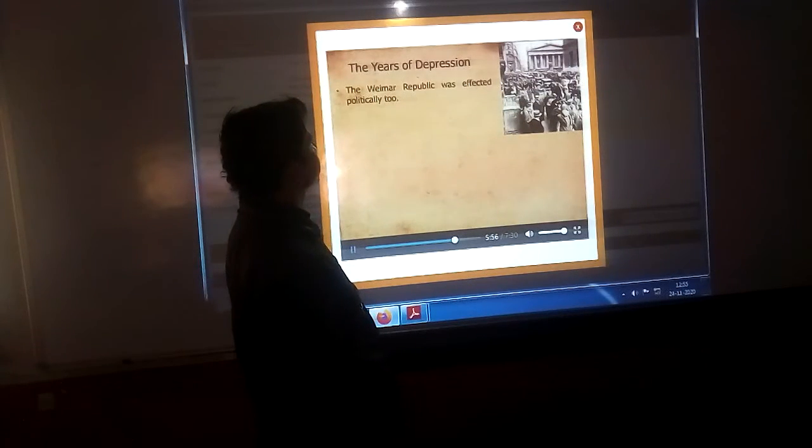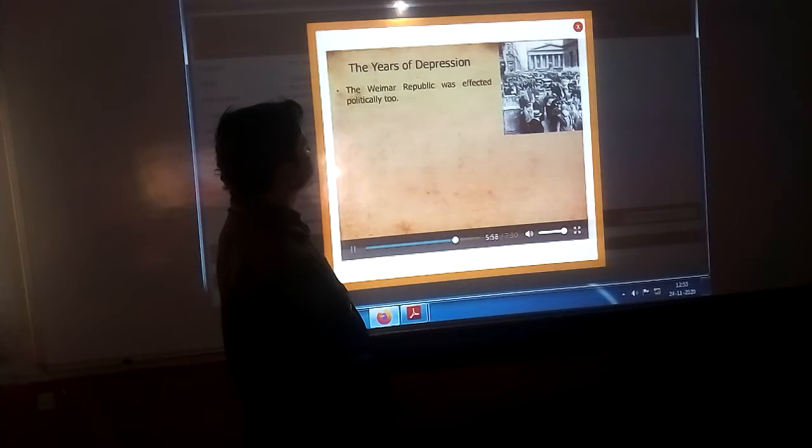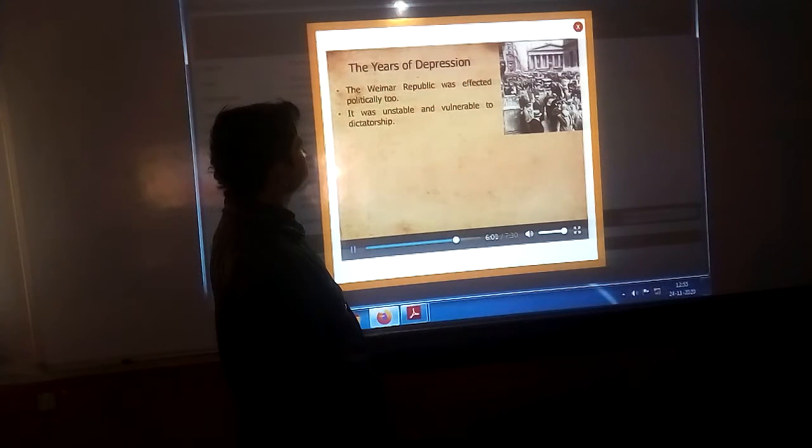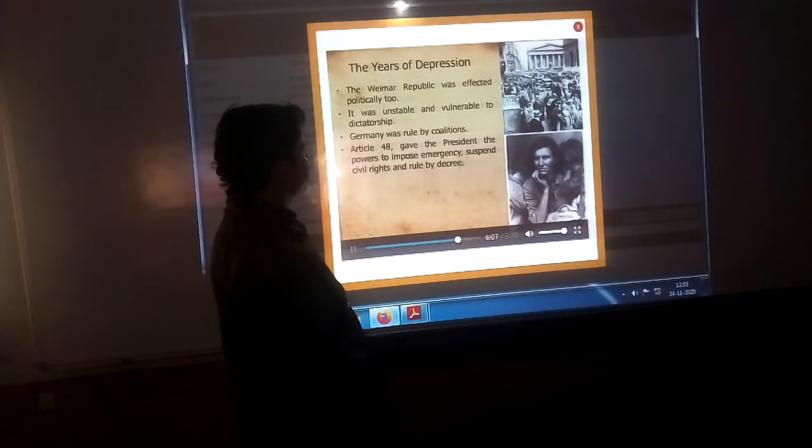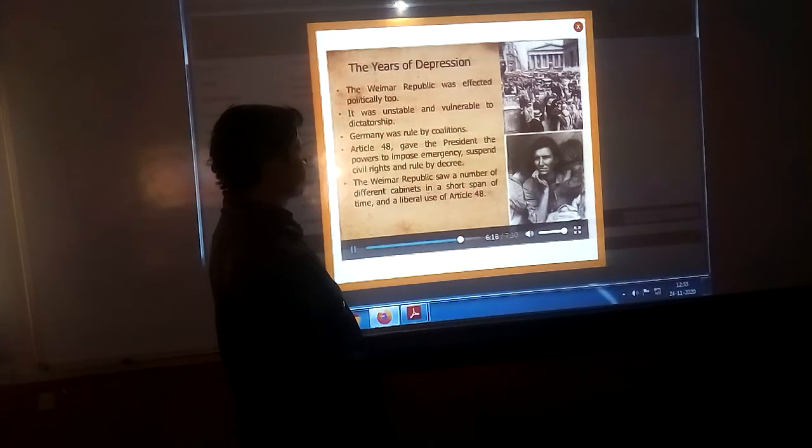The Weimar Republic was affected politically too. It was unstable and vulnerable to dictatorship. Germany was ruled by coalitions. Article 48 gave the President the powers to impose emergency, suspend civil rights, and rule by decree. The Weimar Republic saw a number of different cabinets in a short span of time and the liberal use of Article 48. People lost their confidence in the democratic parliamentary system.